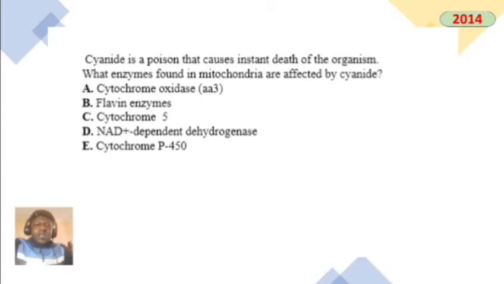Cyanide is a poison that causes instant death of organisms. What enzyme found in the mitochondria is affected by cyanide? It is cytochrome oxidase. Cytochrome oxidase is affected by cyanide poison. And also the other compound which affects this enzyme is carbon monoxide, right? Carbon monoxide and cyanide affect the cytochrome oxidase.